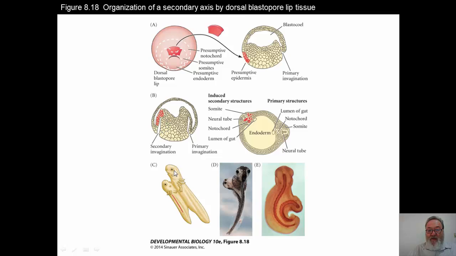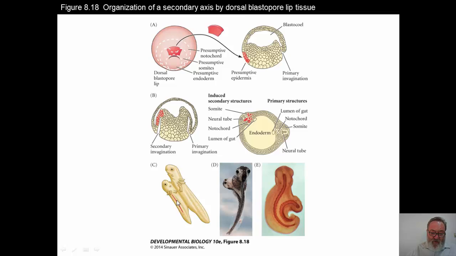As the embryos developed, you ended up with two embryos formed, one from the original dorsal lip of the blastopore and one from a secondary lip. They also did a series of experiments to show that if you did this at later stages of development, you would get different regions of that dorsal lip, and different areas would be formed in that secondary embryo. But if you took it very early, you would get a whole embryo formed.